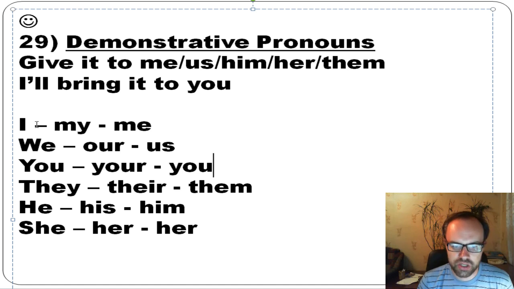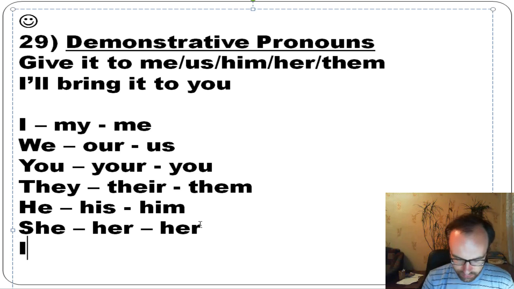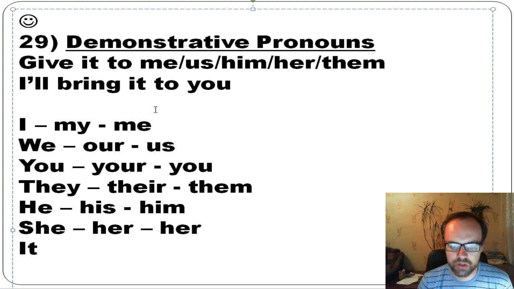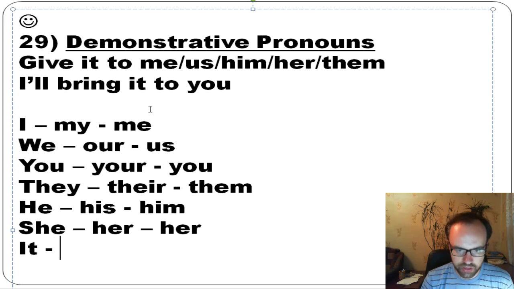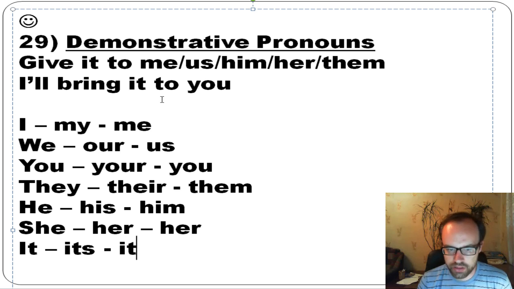So you see that I, we, you, they, he, she, it. I'll bring it to you. So it, its, it, right? So I, we, you, they, he, she, it are personal pronouns. My, our, your, their, his, her, its are possessive pronouns. Yeah?